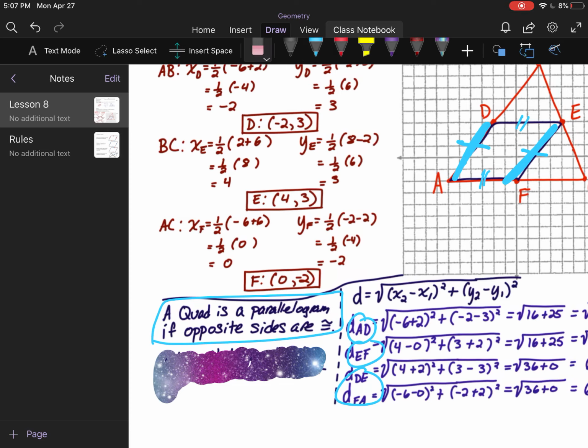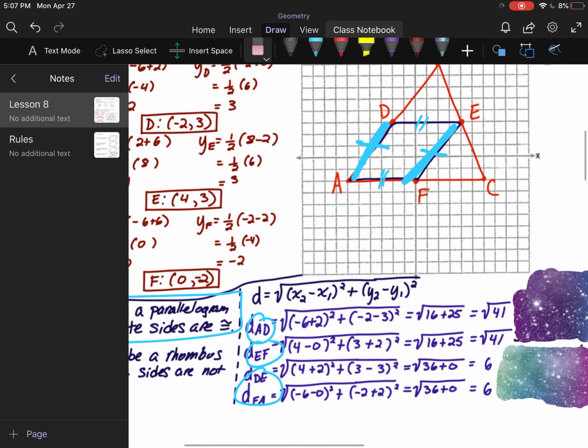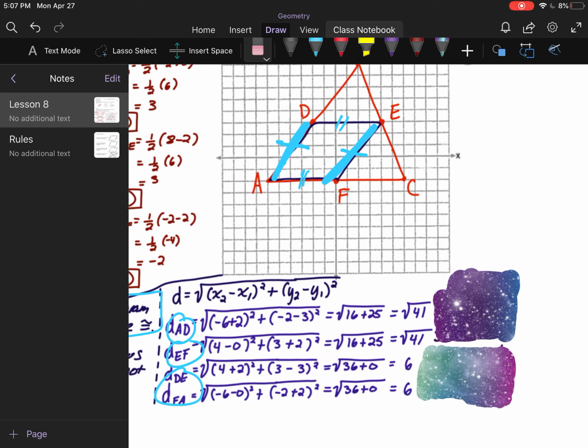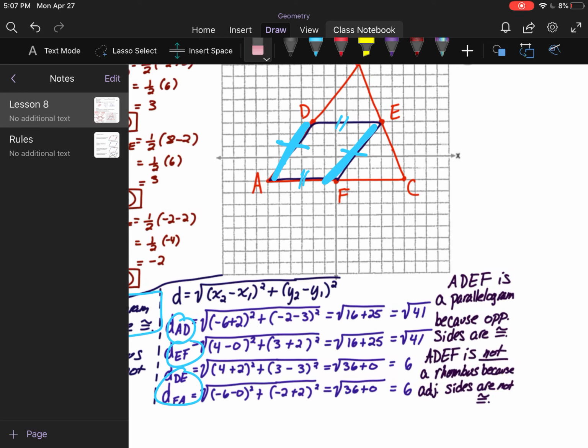But a rhombus is different. In a rhombus, it's a parallelogram with all four sides the same. So it can't be a rhombus if the adjacent sides are not congruent, because all of the sides need to be congruent. So this is our final statement for this. We know that ADEF is a parallelogram because the opposite sides are congruent, but it's not a rhombus because the adjacent sides are not congruent, right? So like AD and DE, those adjacent sides right next to each other, they need to be congruent.